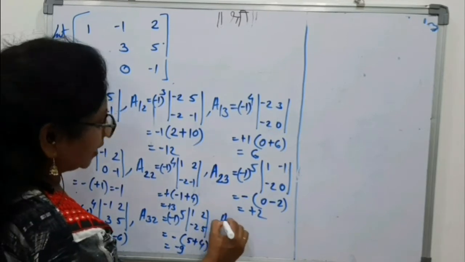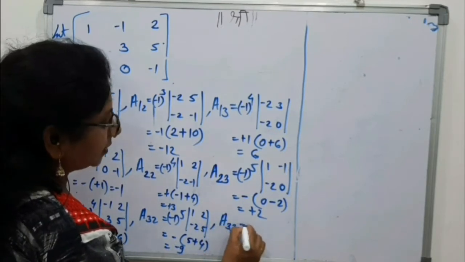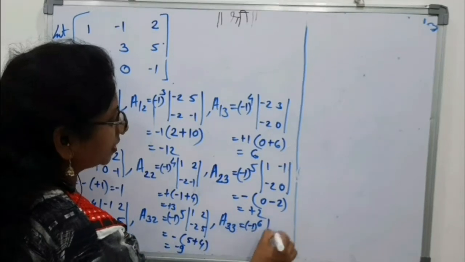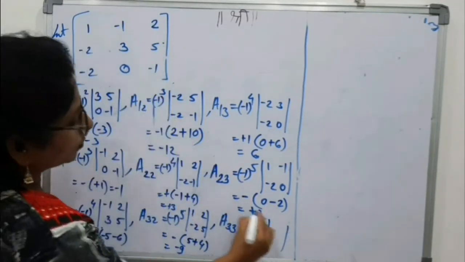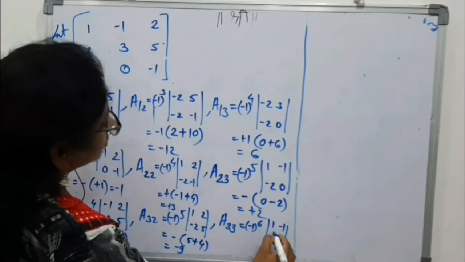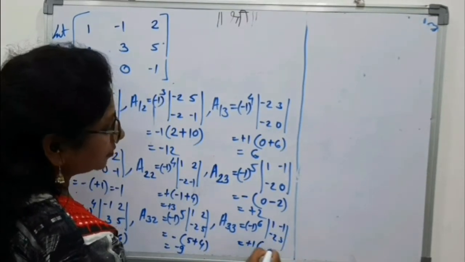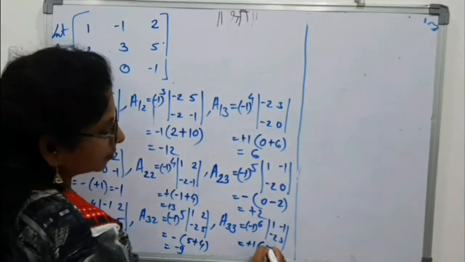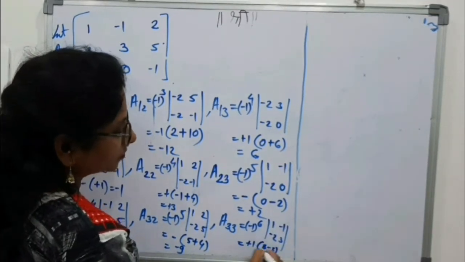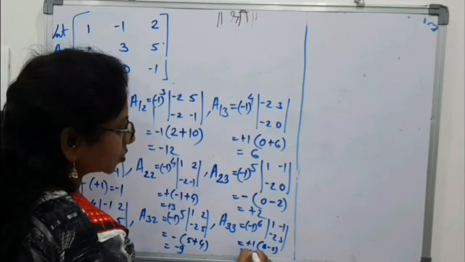Now lastly A33: (-1) to the power 6. Hide this row and this column: 1, -1, -2, 3. So plus 1 in bracket 3 minus 2, that is plus 1.